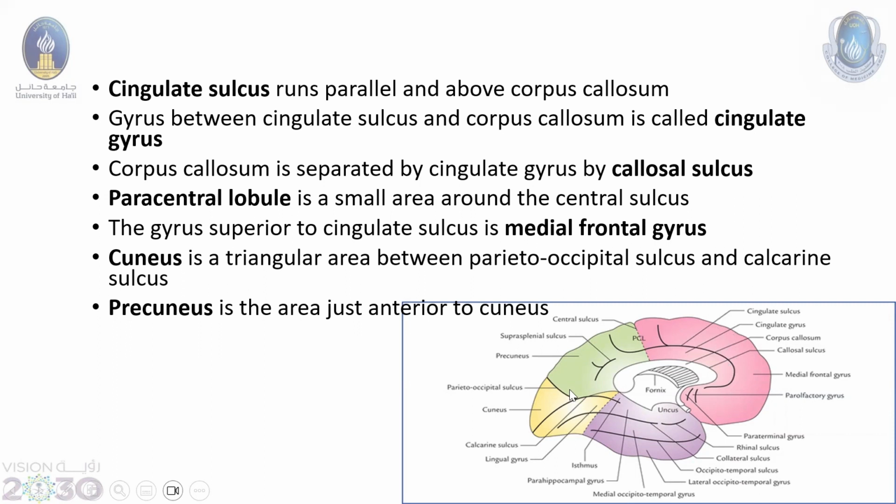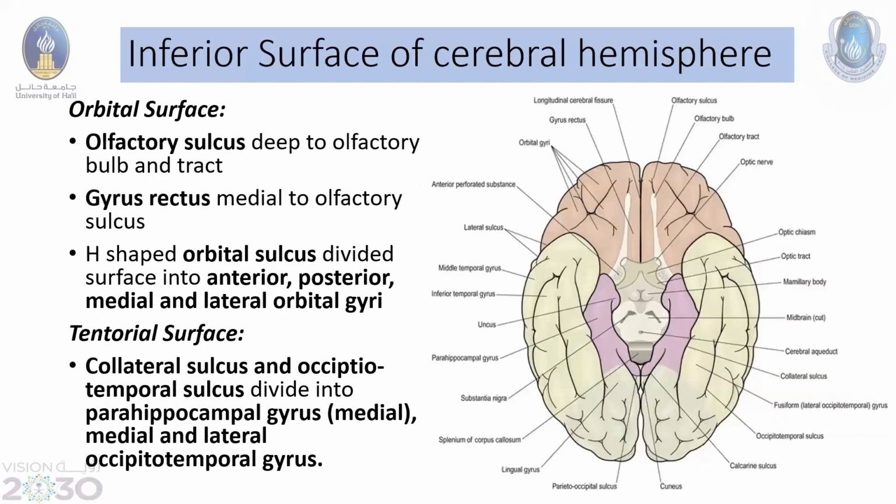Then going behind, this area is called the cuneus. It is a triangular area between the parieto-occipital sulcus, which we already saw, and one more important sulcus here, called the calcarine sulcus. Between the parieto-occipital sulcus and the calcarine sulcus, this area is called the cuneus. Above the cuneus is the precuneus, just anterior and above the cuneus. So these are some of the important sulci and gyri on the medial surface.